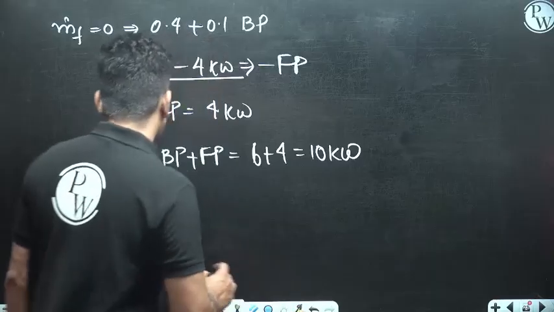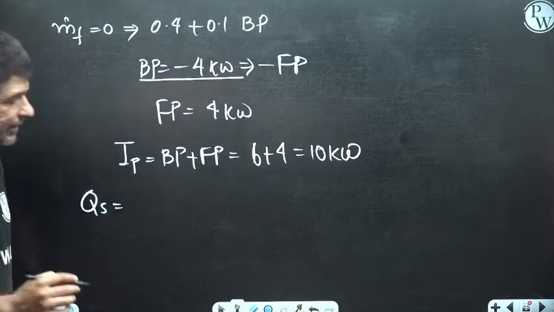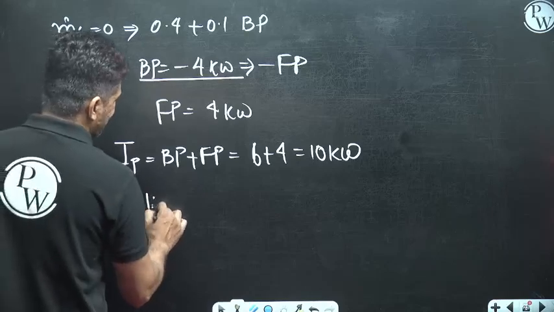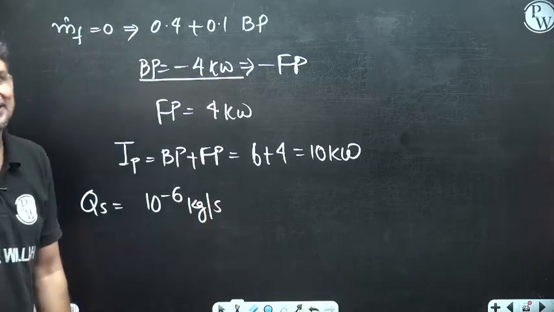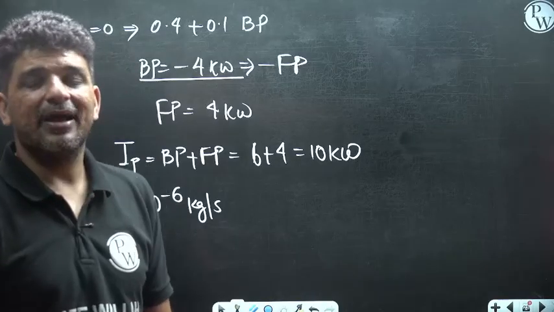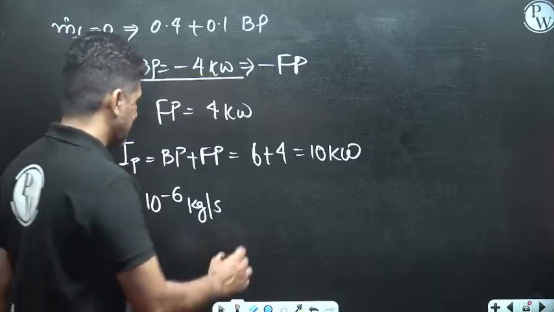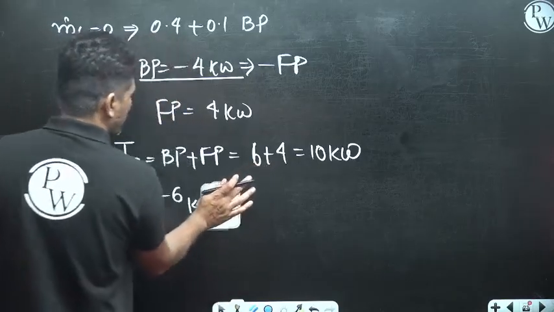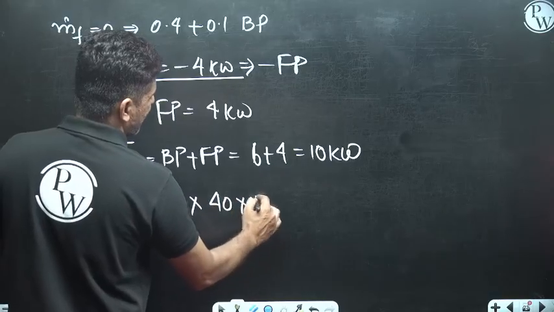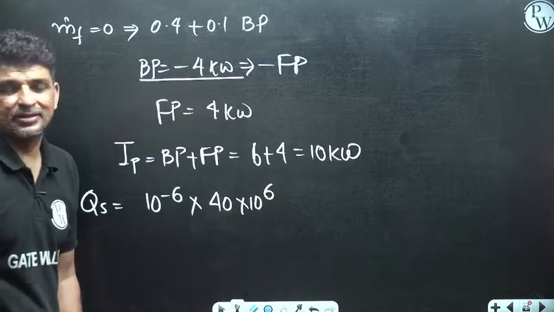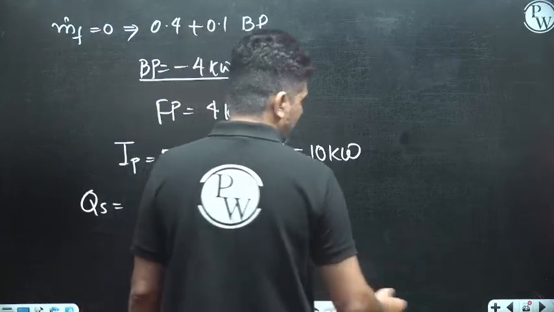So what is the heat supplied? The heat supplied is 1 milligram per second. Okay, so 1 milligram is 10 raised to power minus 6 kg per second. 1 milligram is 10 raised to power minus 3 gram, that is 10 raised to power minus 3 multiplied by 10 raised to power minus 3 kg per second. So 10 raised to power minus 6 multiplied by 40 megajoule, so 40 multiplied by 10 raised to power 6. Is it clear?